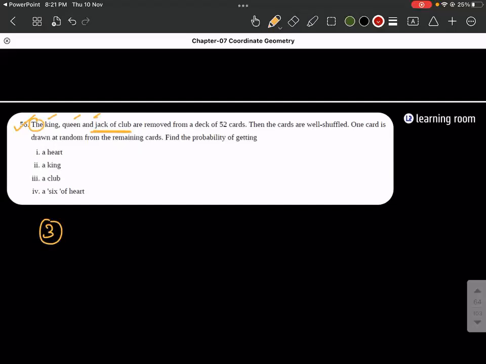So 3 cards are removed from 52 cards and they are well shuffled. 1 card is drawn at random from the remaining cards. Find the probability of getting a heart. Answer. 13 by 49. So number of hearts still in the deck is how much? 13 only. 13. But how many cards are there? 13 out of? 49. That's right.